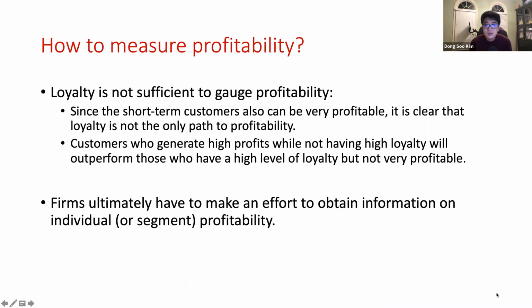This study implies that loyalty is not sufficient to gauge profitability. Of course, loyalty is an important factor, but there also exist short-term or not loyal customers who are profitable, which means loyalty is not the only path to profitability. And there also exist loyal but not profitable customers, which means loyalty does not always drive profit. Therefore, as this study suggests, firms need to obtain information directly on customers' profitability.